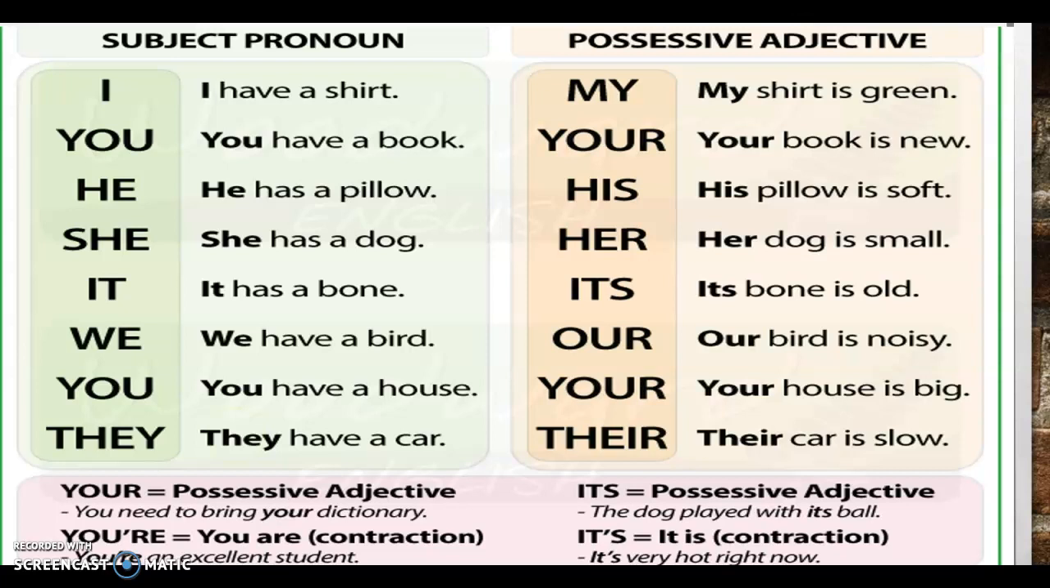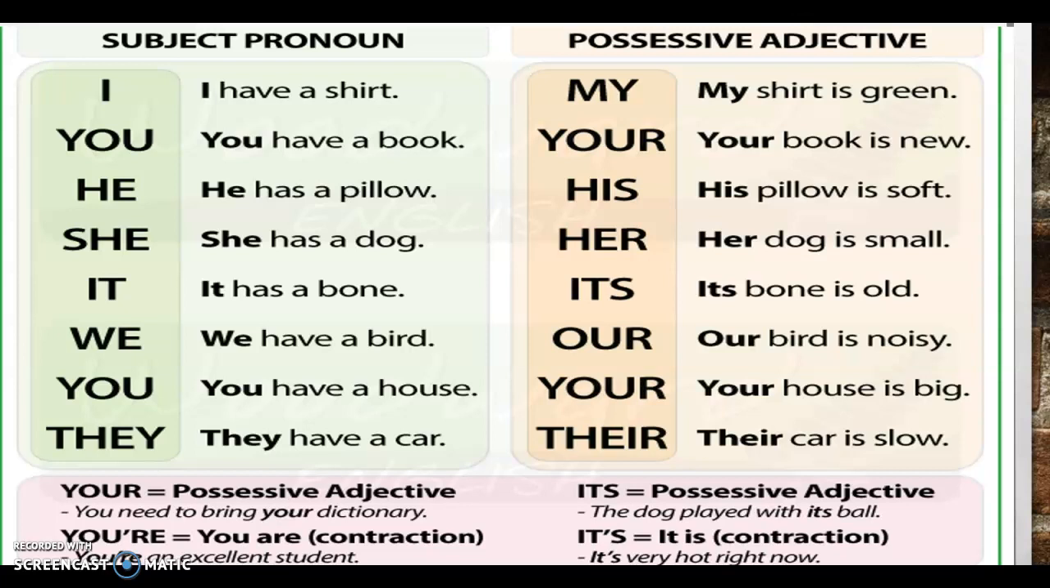Subject pronoun: I have a shirt. In possessive adjectives, it means my shirt is green. You have a book. Possessive adjective: your book is new. He has a pillow. His pillow is soft. She has a dog. Her dog is small. It has a bone. Its bone is old.